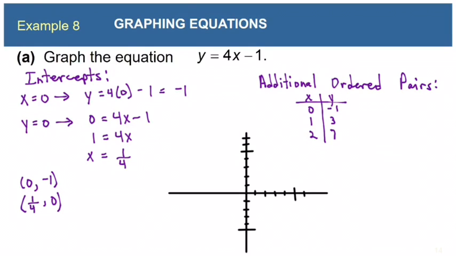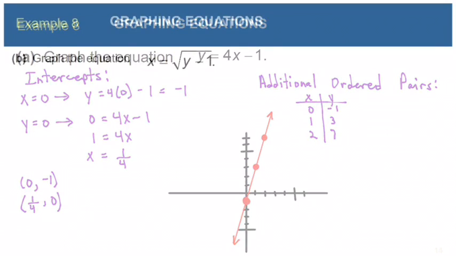And let's go ahead and plot these. 0, negative 1. Here is 1, 3, and 2, 7. And you see that I did not even attempt to plot the 1/4, 0, because 1/4 being a fraction, it's hard for me to tell exactly where that is. But when I connect the dots with a smooth line, I can easily believe that that point there is where x equals 1/4. So I feel like our graph represents our equation.